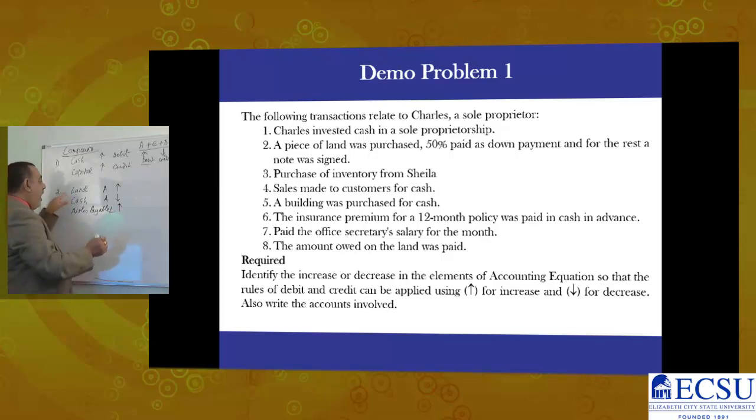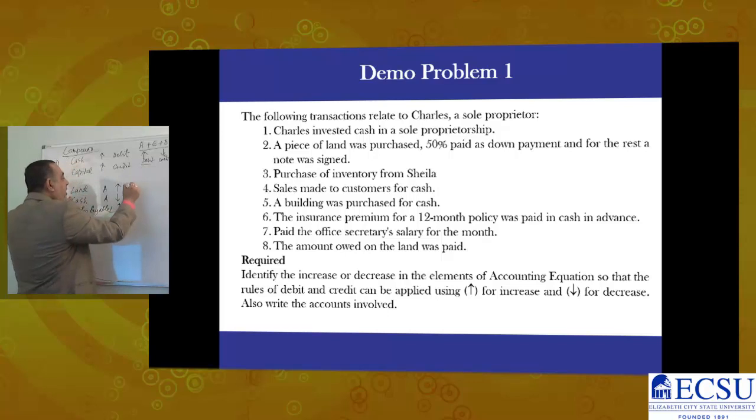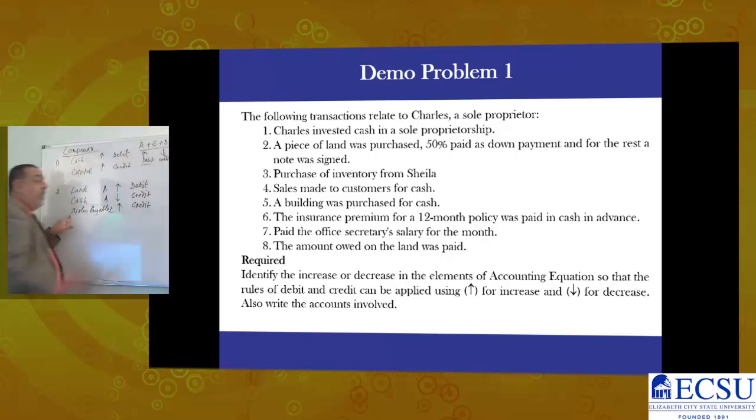So now asset is increasing, therefore it is a debit. Cash, asset is decreasing, therefore it is a credit. Notes payable is increasing, therefore it is a credit, following that rule of debit and credit. So that's number 2. Number 3, purchase of inventory from Celia.